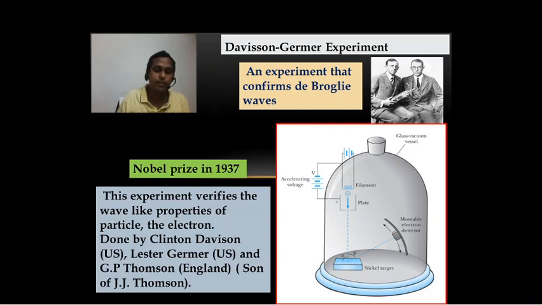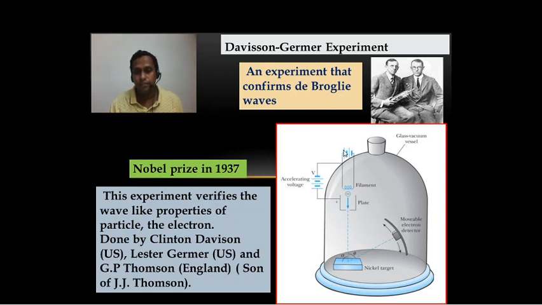There's a nickel crystal. After scattering, there's a detector called a mobile electron detector. This detector will detect what happens to this electron. This mobile detector detects this scattered electron. And this whole apparatus is kept in an evacuated chamber. This is a glass evacuated chamber.